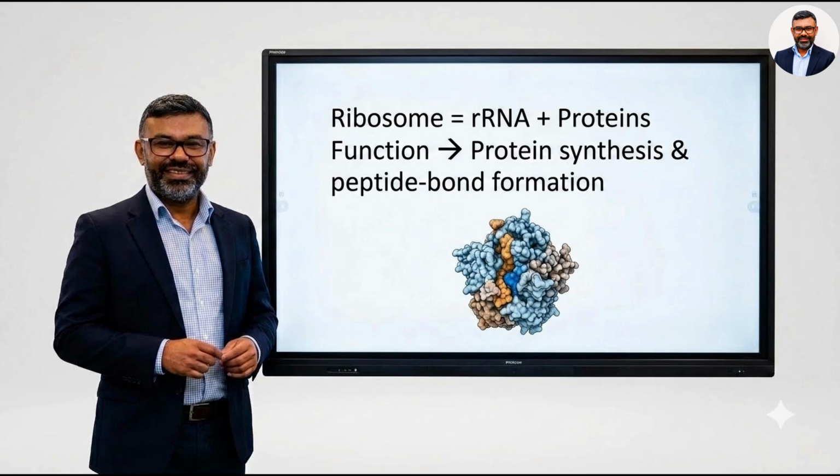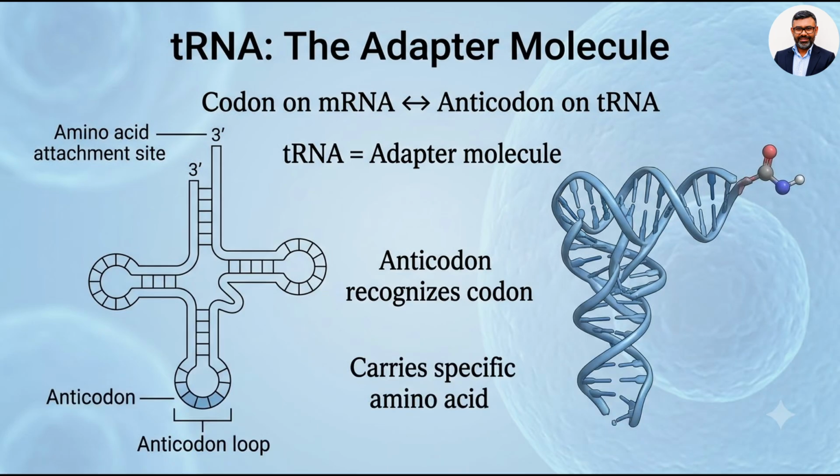The molecule that brings the correct amino acids to this platform is tRNA. The third type of RNA is tRNA, or transfer RNA. tRNA is called the adapter molecule because it connects the nucleotide language of mRNA with the amino acid language of proteins. One end of the tRNA carries a specific amino acid, while another region contains the anticodon. The anticodon forms complementary base pairs with the appropriate codon on mRNA. In this way, tRNA brings the correct amino acid to the ribosome according to the information present in the mRNA.